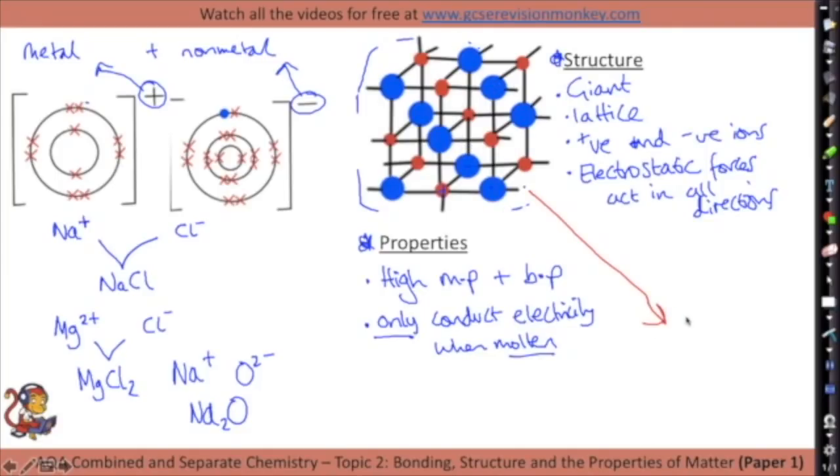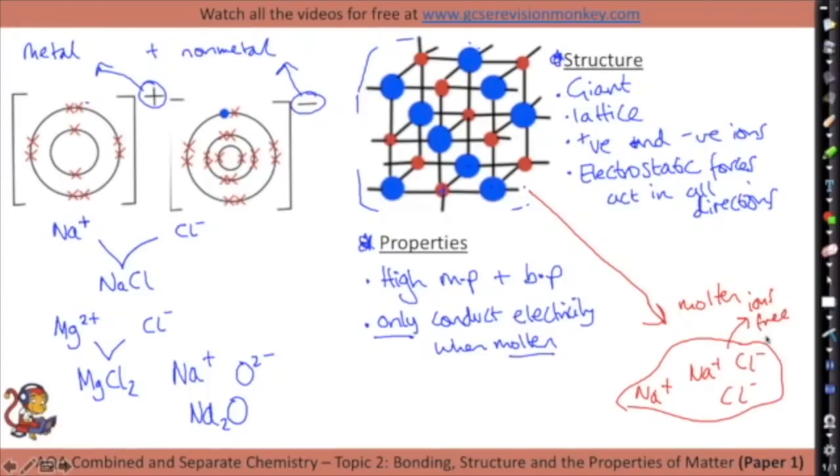However, if you make them molten, you then have a situation where you've got your sodium, for example, and chloride ions in there, but they are now free to flow. This is important for electricity. And if these ions are free to flow, that means charge, because the ions are charged, is moving around.